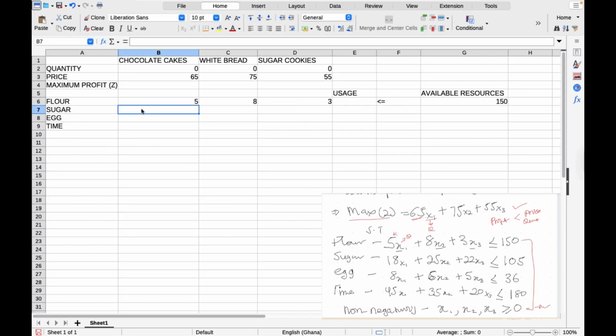For the sugar too, the available resource was 18. They apportion 18 for chocolate cookies, 2 for white bread, and then 22. So the same thing, you never know the amount. And then 105 is how far they used. When it comes to egg, it was 8 eggs, by 6, and then 5.